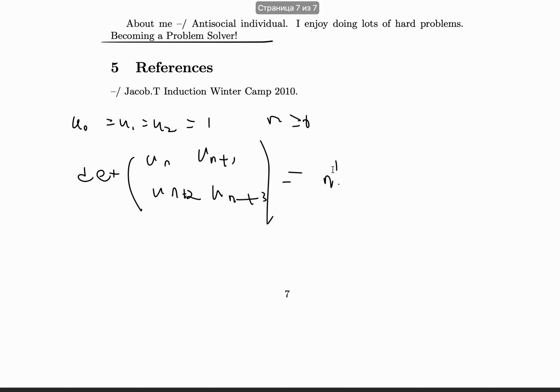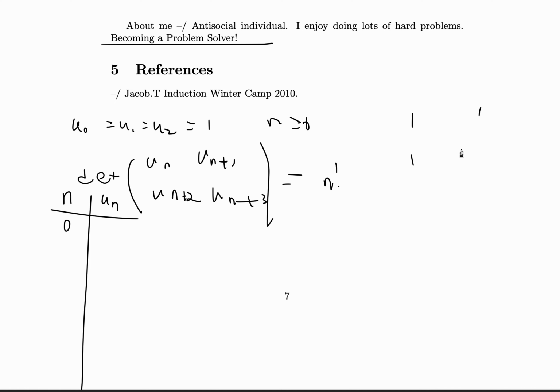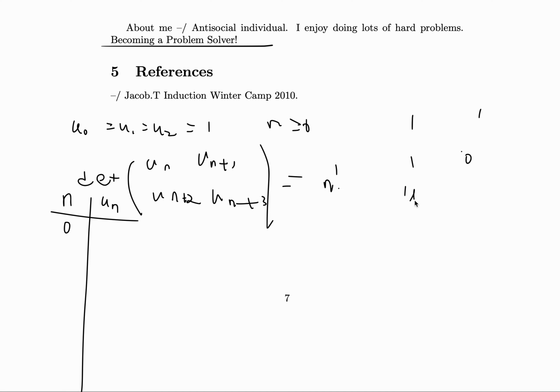Now, the first test case is to check for n equals 0. For n equals 0, we have the matrix with entries 1, 1, 1, and u_{n+3}. So the determinant is u_{n+3} minus 1.